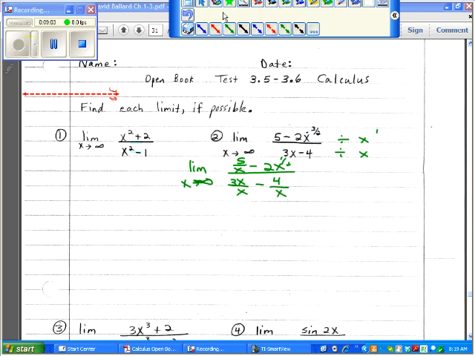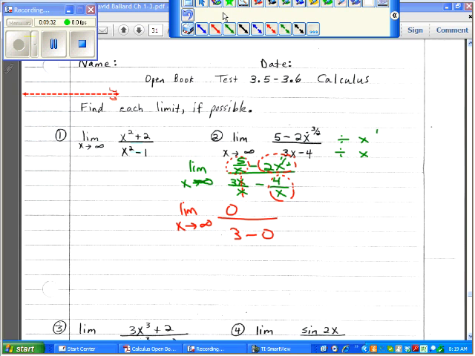Okay, so what's that going to do for us? We're going to have the limit as x approaches infinity. The 5 over x turns into what? 0. The 3x over x turns into 3. The 4 over x turns into 0. And then what does this turn into?